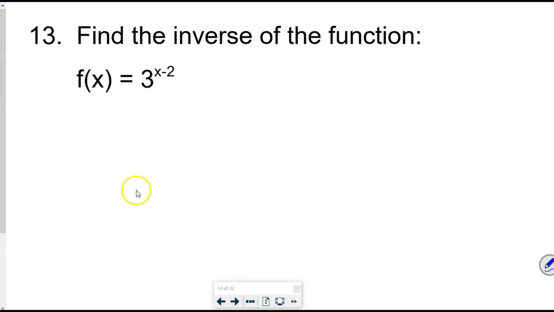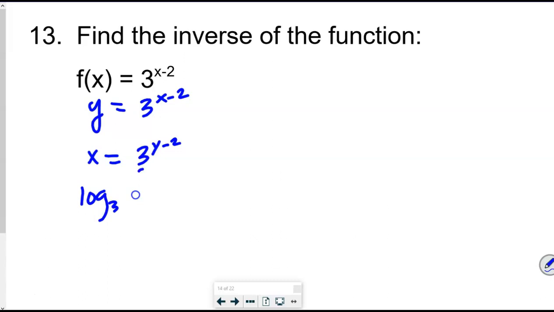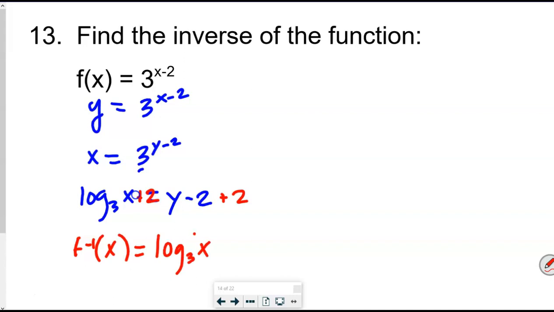So it says find the inverse of the function. So I'm going to say y is equal to 3x minus 2. And I'm going to swap my x and y. So this is going to be x is equal to 3y minus 2. We're going to take this now and put it in log form. So this is our base. So we're going to say log base 3 of what's on the other side of the equal sign, which is x. That equals our y minus 2. So then we're just going to add 2 to both sides. So f to the negative 1 of x is going to be equal to log base 3 of x, and this is in parentheses, and then we're going to add that 2 outside of there.